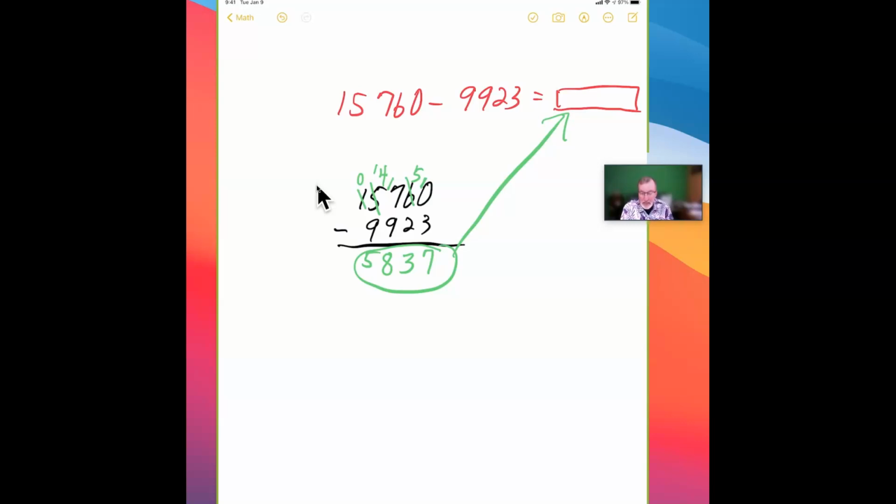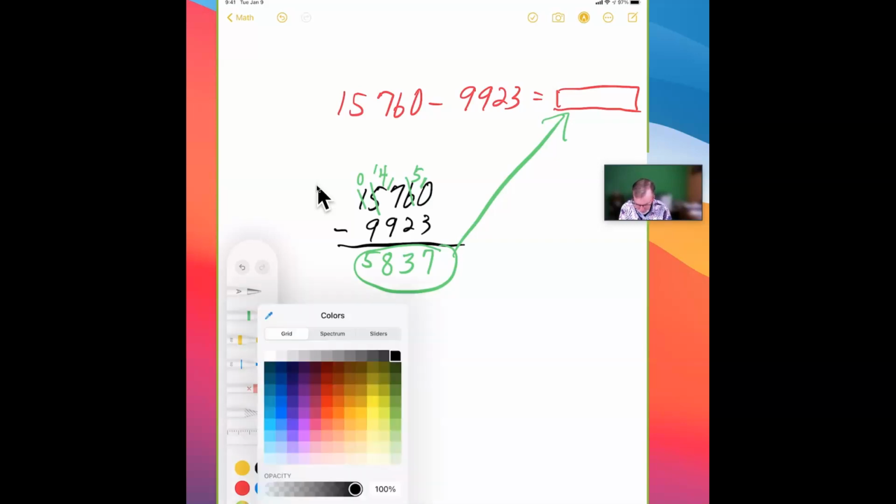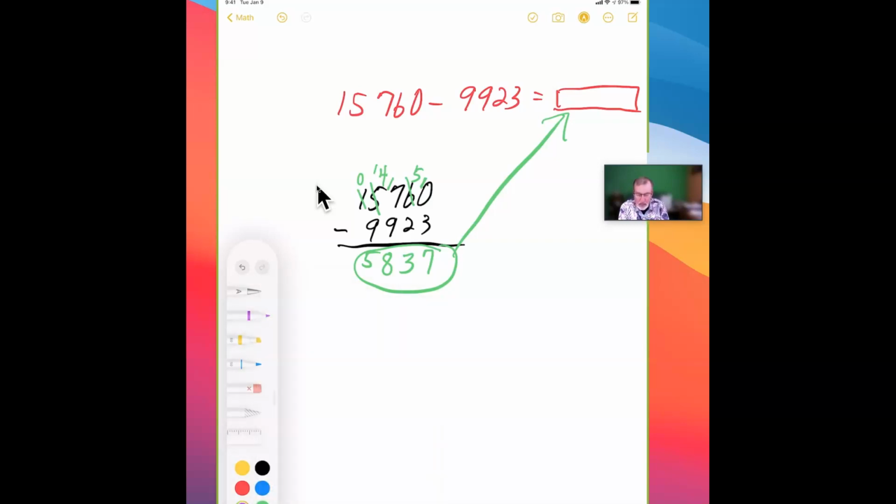Because we are not in a test situation and we have time, I'm going to go ahead and demonstrate that this is the correct answer. Let's get a different color, purple. To do that, we're going to add. This is the subtrahend, the number that's being subtracted, and the difference. We're going to add those two back together and see if we get our first number, 15,760. So 7, let's put a line under here. 7 plus 3 is 10. Carry the 1.